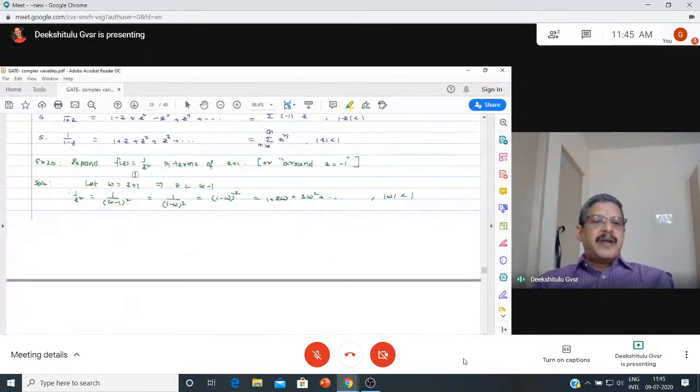Now, expand f of z equals 1 by z square in powers of z plus 1. That means expansion about z equals minus 1. Don't worry, it is very simple. Let us say I want this in terms of z plus 1, call this as some w.